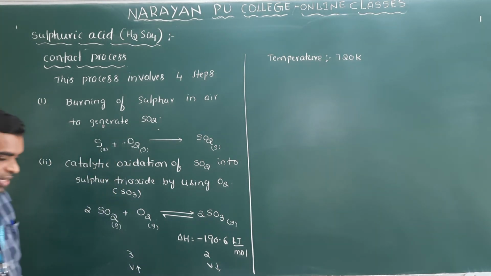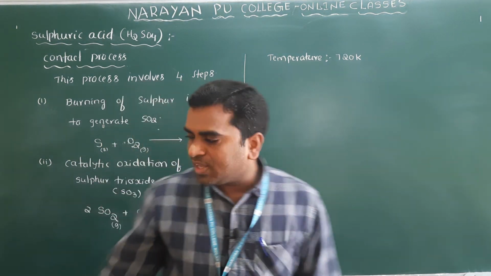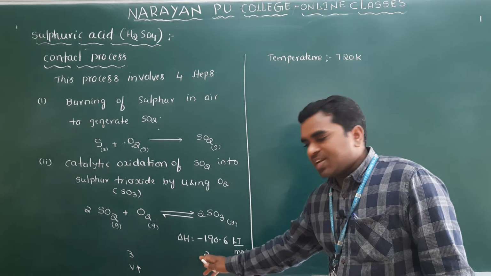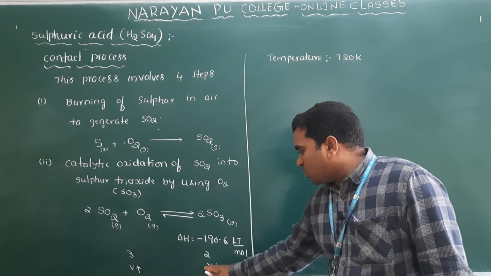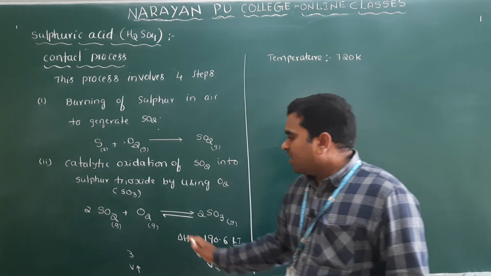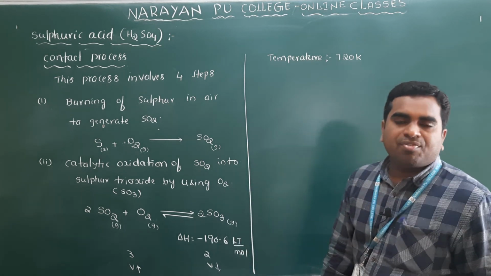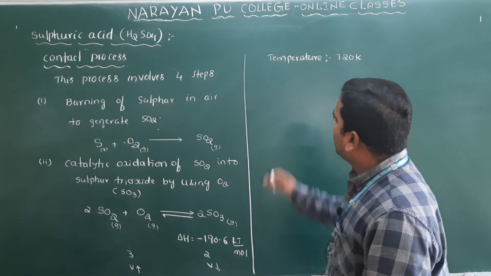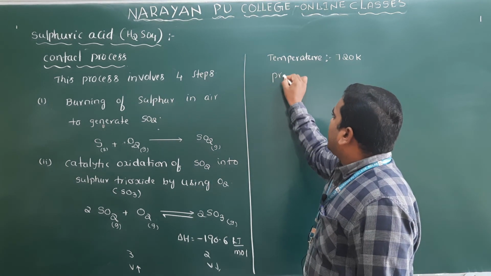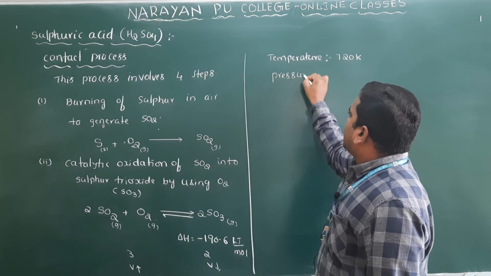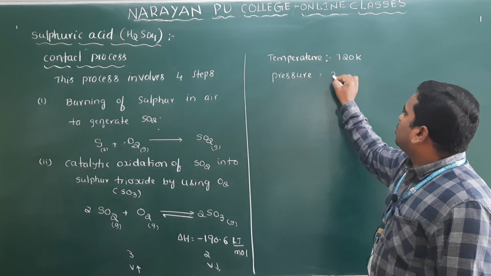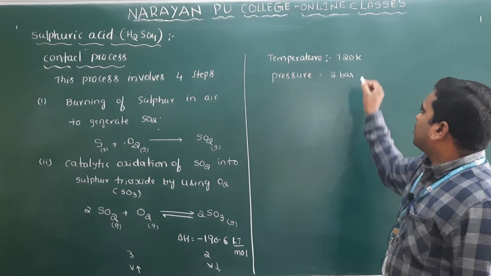So you know, according to the Le Chatelier principle, the reaction occurs toward the side with fewer moles or low volume. That's why high pressures are favorable for this condition. Volume and pressure are inversely proportional. So you can write here pressure. What is the optimum pressure for this reaction? You have to maintain 2 bar pressure.